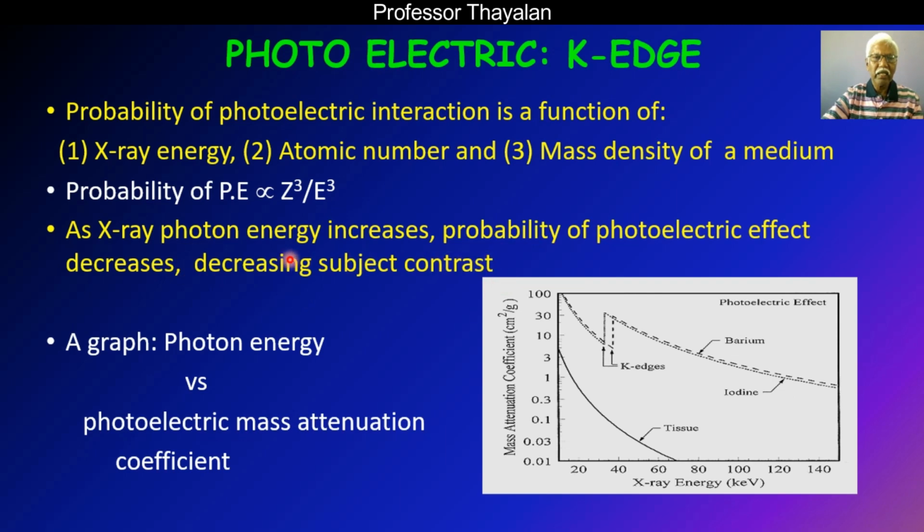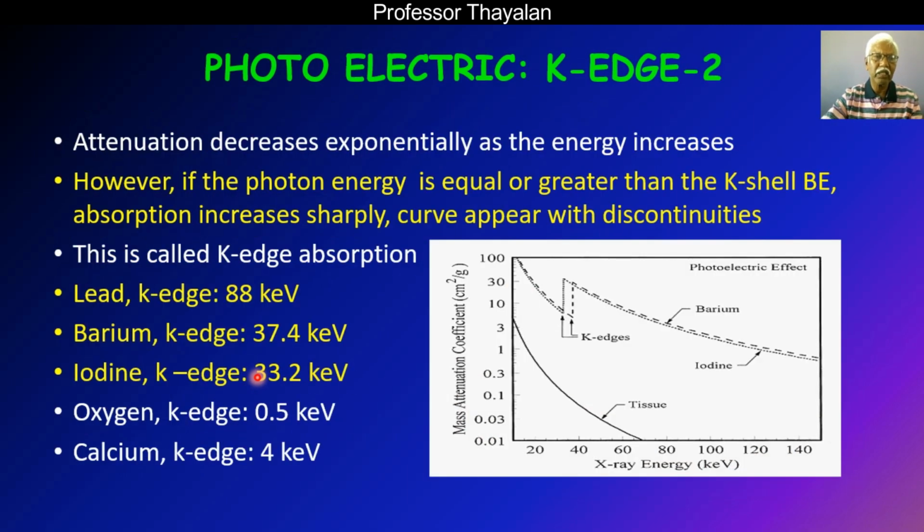resulting in decreased subject contrast. So, one can draw a graph between photon energy and the photoelectric mass attenuation coefficient. You can take X-ray energy on the x-axis and mass attenuation coefficient on the y-axis. Now, if you draw the graph, we can observe that the attenuation decreases exponentially as the energy increases. Suppose the energy increases here, the attenuation decreases like that. But there is a discontinuity here. Why is there a discontinuity in the graph?